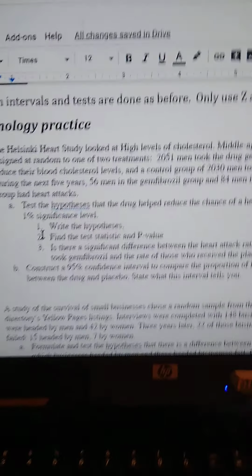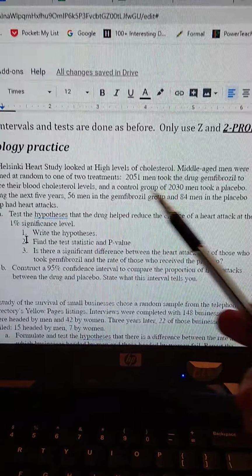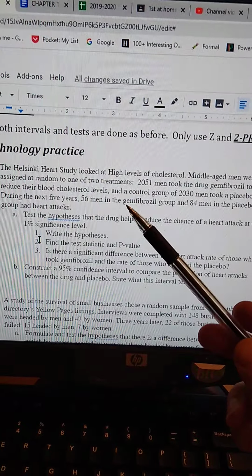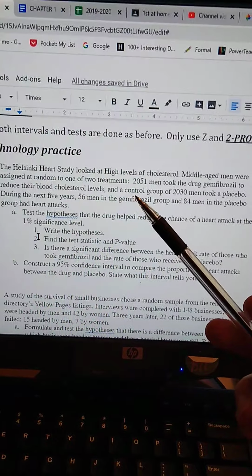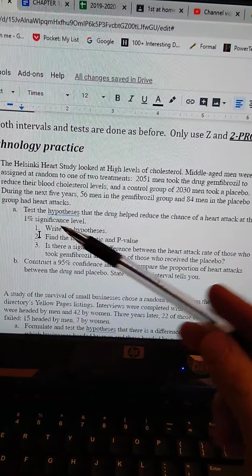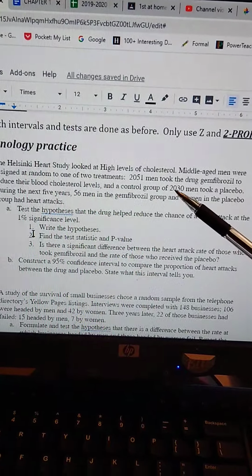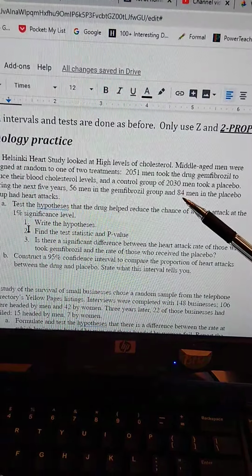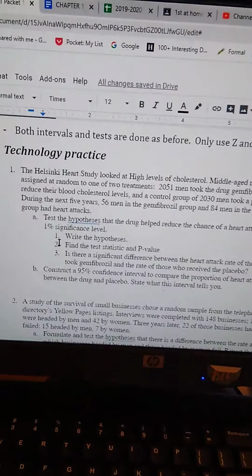As far as the tech problems go, first one says we had 56 men who took a certain drug trying to reduce blood cholesterol levels. 56 men in that group had a heart attack with this drug. Of the 2,030 men who had the placebo, 84 had a heart attack. Is that enough evidence of a difference?